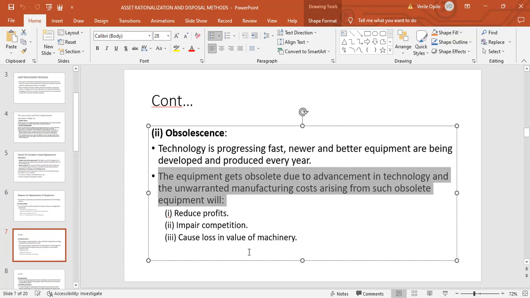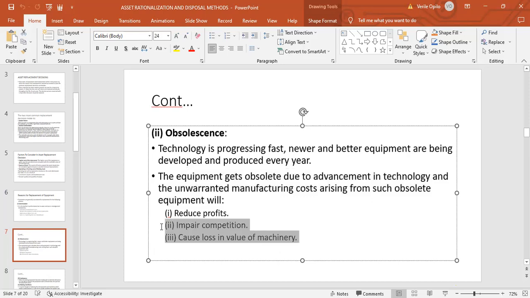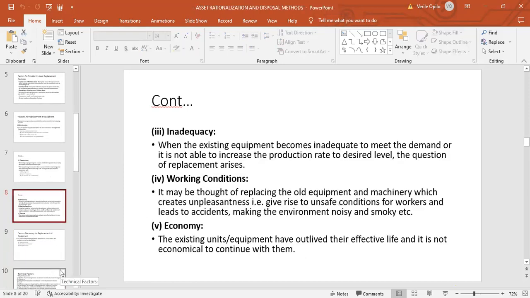And then, of course, it causes loss in value of the machinery. If you have an asset that is obsolete, you can't even sell it at a good price. So you'd rather replace it now to avoid it being even of a lesser value in the future.